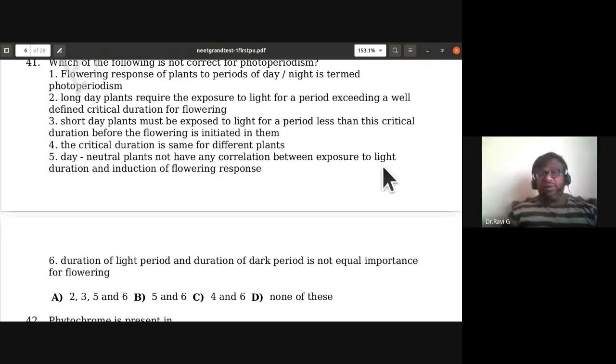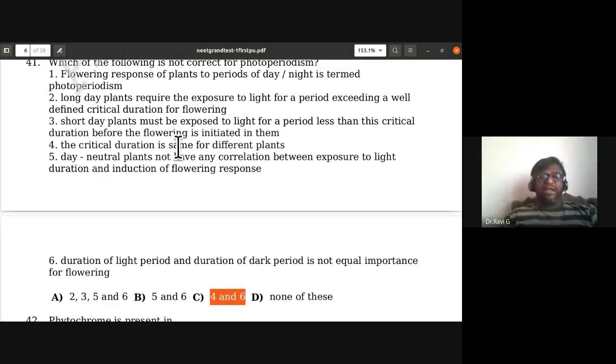Fourth one is going to be wrong. Day neutral plants do not have any correlation between exposure to light duration and induction of flowering response. Duration of light period and duration of dark period is not of equal importance for flowering. So this is the 41st option. The 41st option, you should remember fourth and sixth statements are incorrect. Remaining are all correct statements.